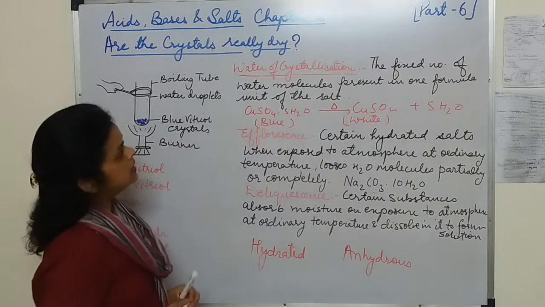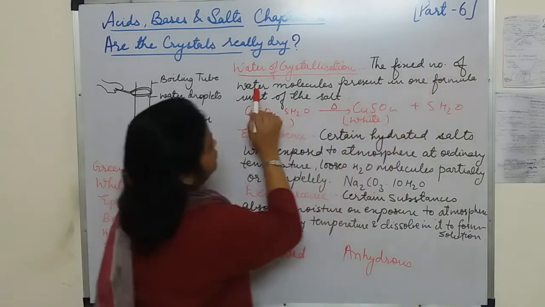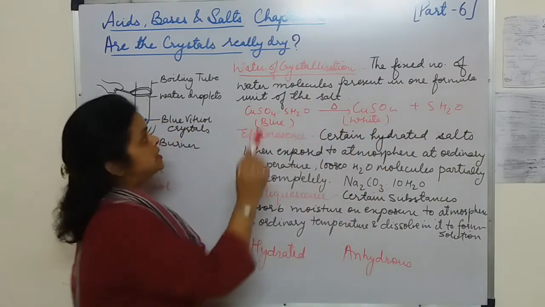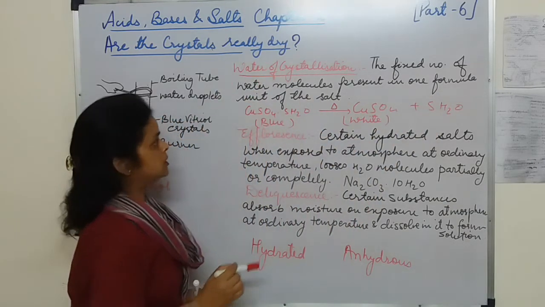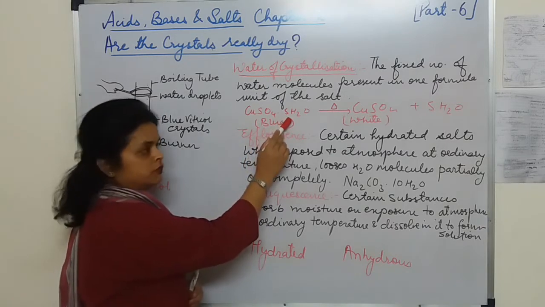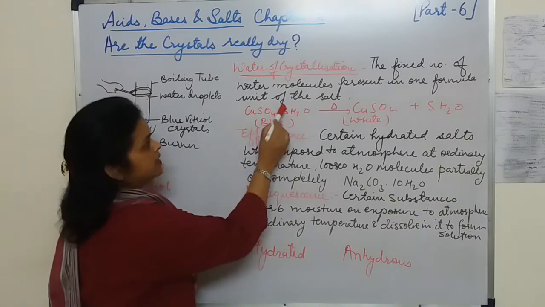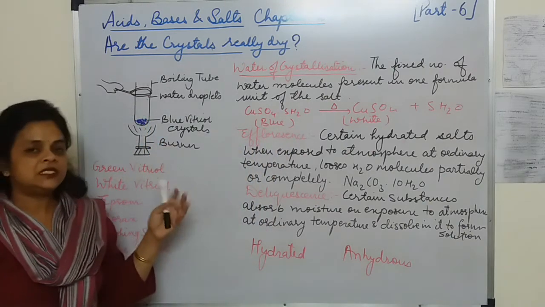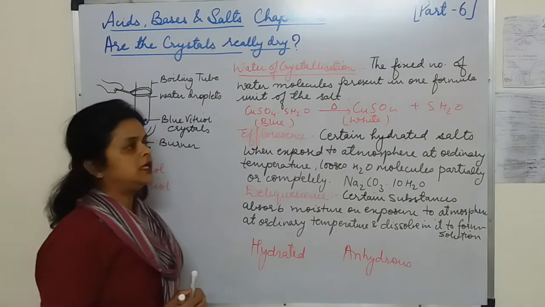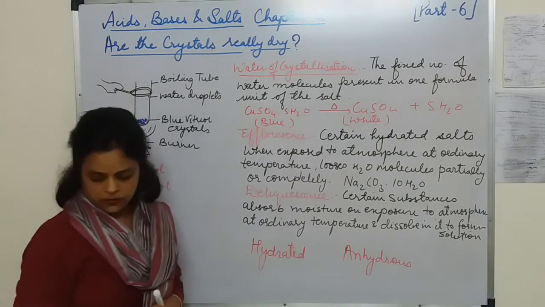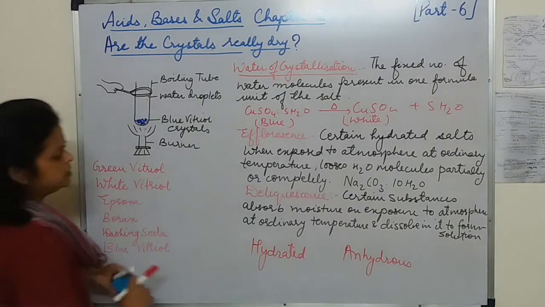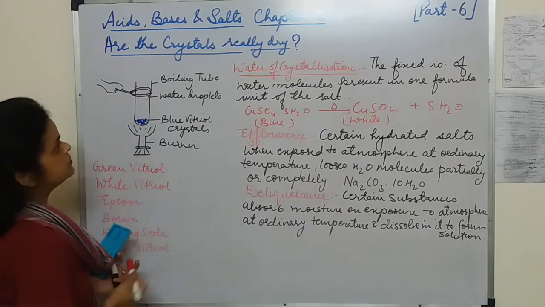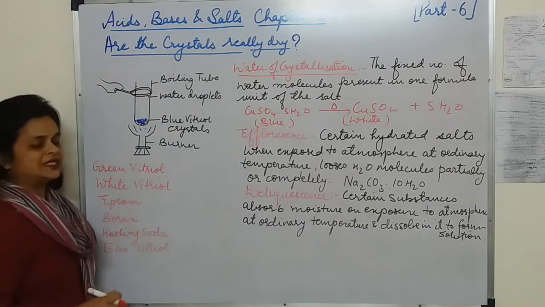So what we can say is there is a fixed number of water molecules present in one formula unit of the salt, and this is called water of crystallization. So the crystals of blue vitriol, that is copper sulfate, have 5 molecules of water of crystallization. These crystals seem to be dry, but actually they have water of crystallization. Okay, so here I am going to discuss some terms as well as some more examples of salts which have water of crystallization.